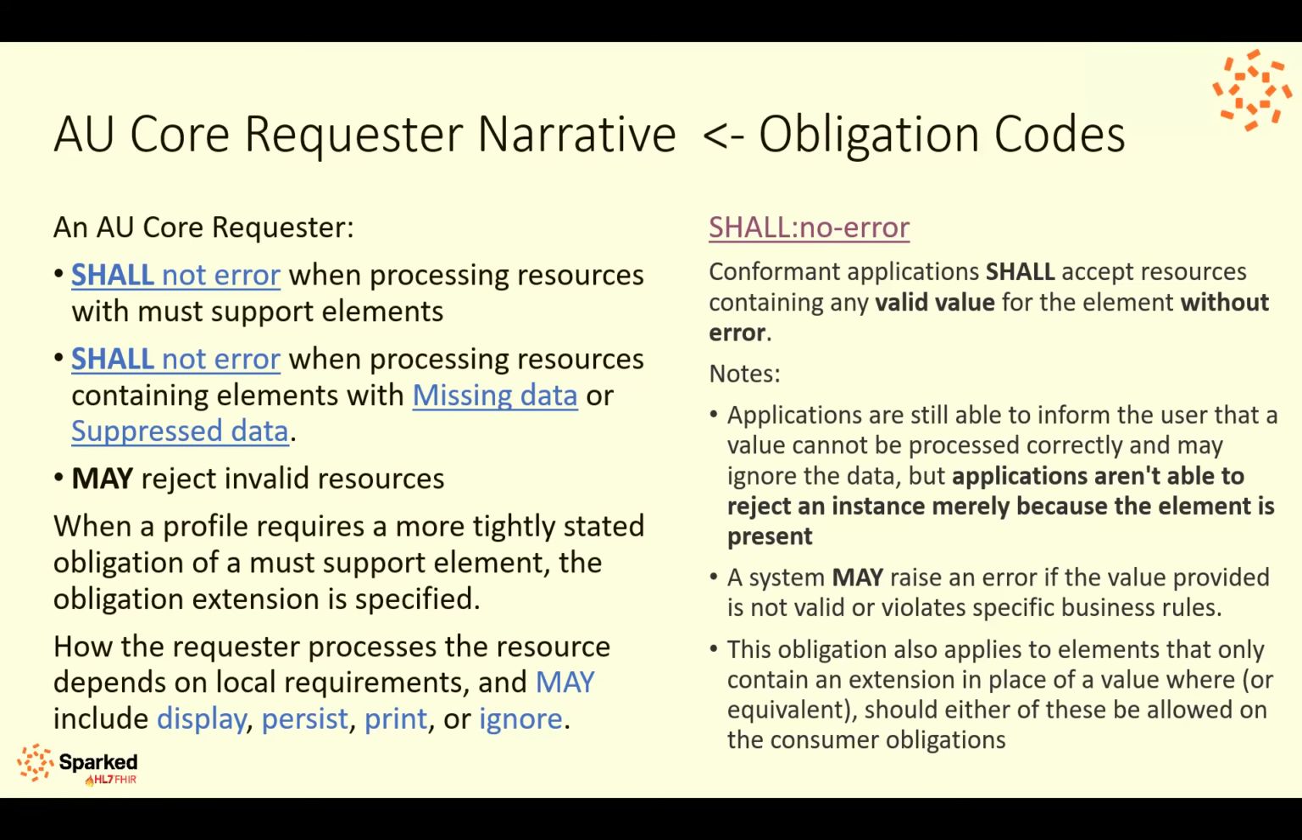I find it a little weird when you refer to shall not error when processing resources with must support elements. The word with is kind of strange. If a resource has a must support element, is the existence of one must support element then saying you shall not error on any of the whole resource? So you can't error on the must support, but you also can't error on any other element as well. Happy for your feedback on wordsmithing it. I get your point.